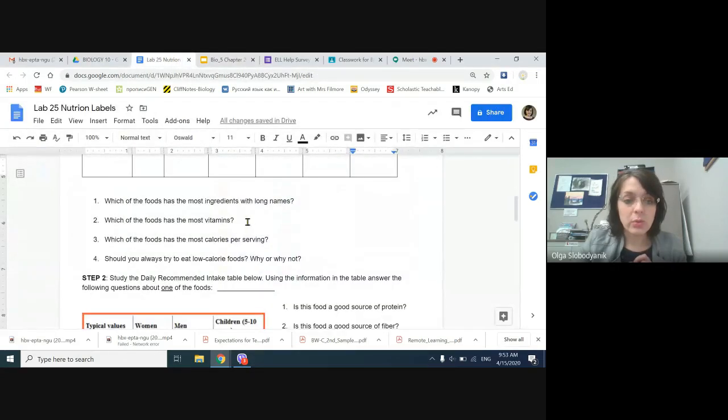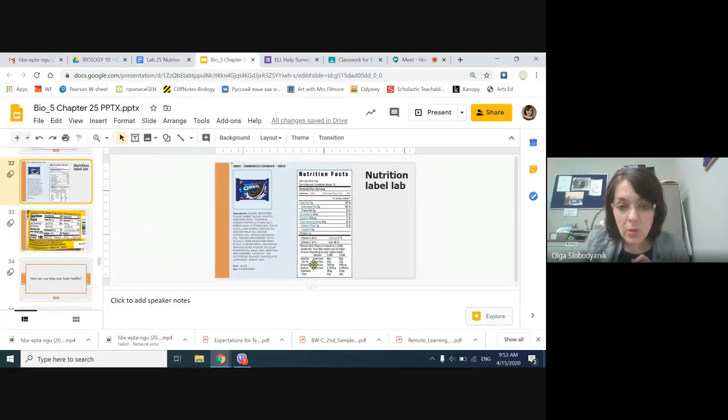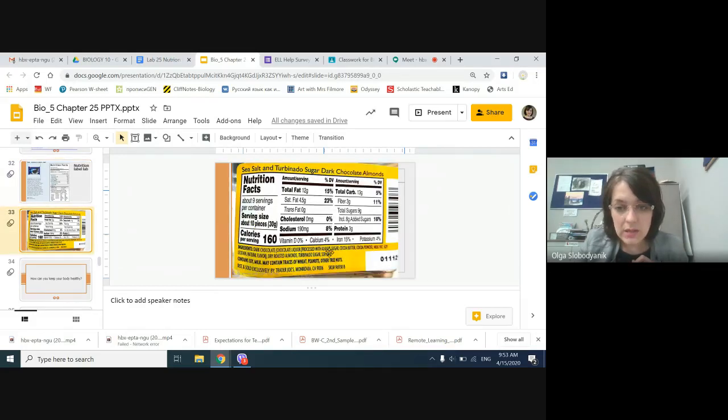So which of the foods has the most vitamins? Okay, again, where do you find this information? Well, it says vitamin A 0, vitamin C 0, iron 10%, calcium 2%. Let's see how about this one. Vitamin D 0, calcium 4%, iron 15%, potassium 4%. Okay, we know that calcium, iron, potassium are not vitamins, but we are going to count them in right at this point. Okay, so 15% of iron is something. So I'm going to say that this has more vitamins than the Oreos.